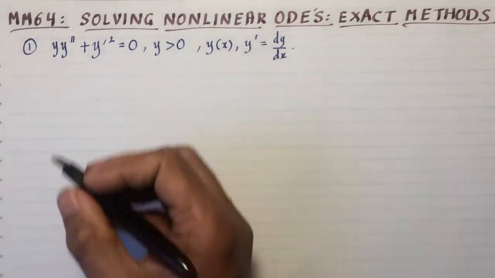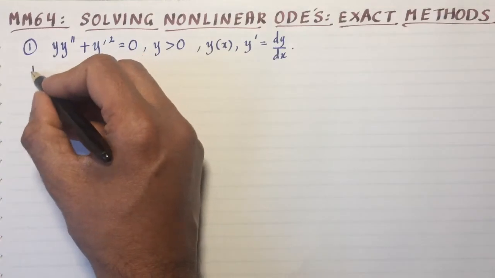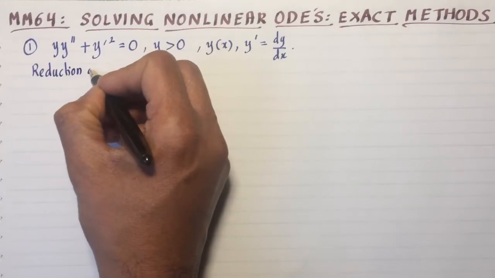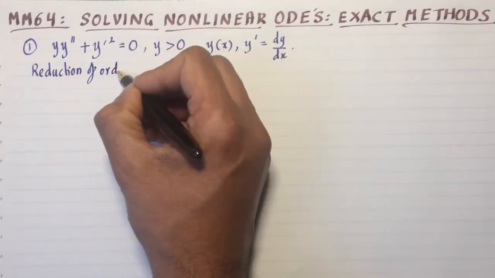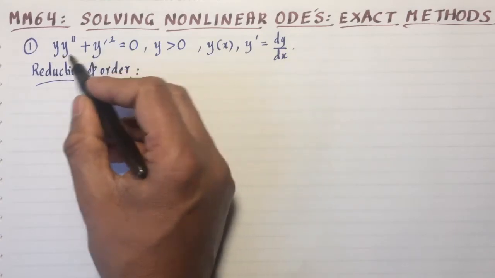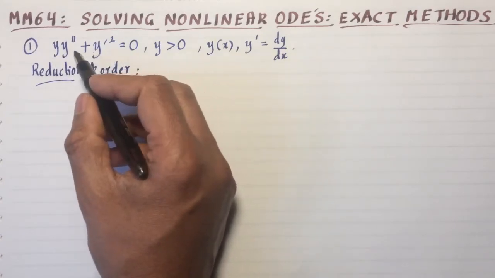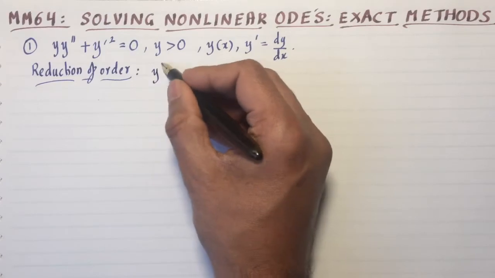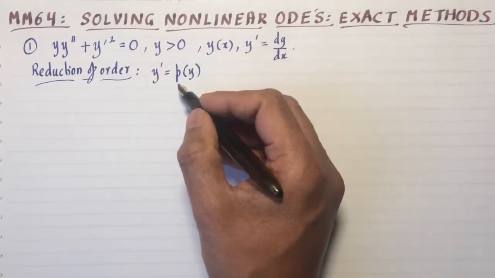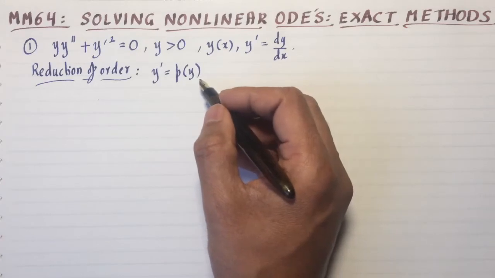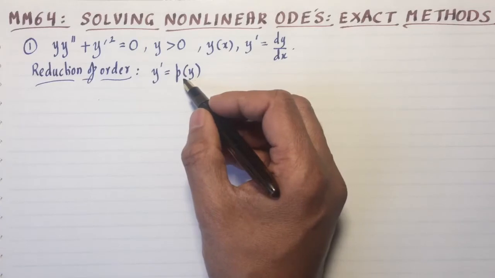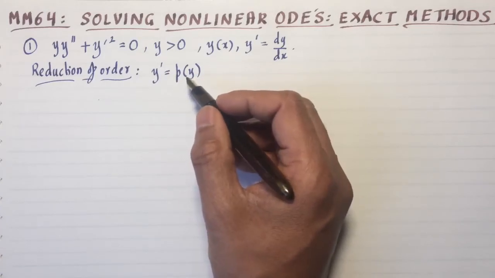A possible way of solving this is known as reduction of order, wherein we observe that the second order aspect is not really there if we write y prime as some function p of y. Observe that I'm not writing it as a function of x but rather of y. This is an important trick because if you write y prime as a function of y, then you don't involve x in the game yet.